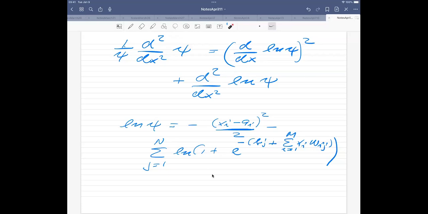If we move beyond two electrons, we need to be a little bit careful with implementing the anti-symmetry of the wave function.